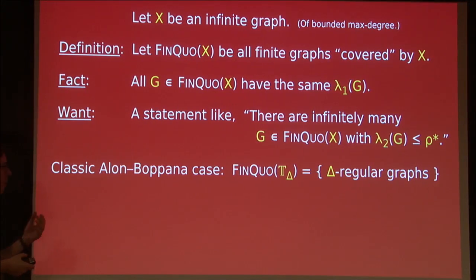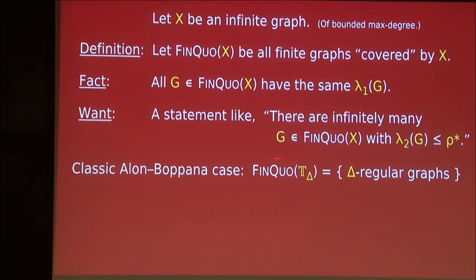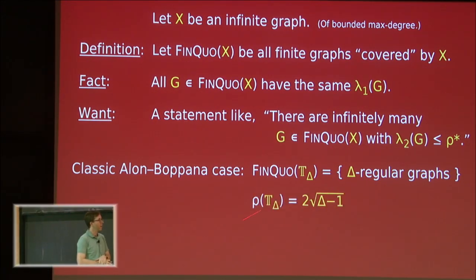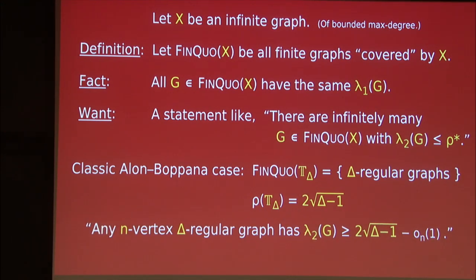And in the classic case that was studied by Alon and Boppana originally, the infinite graph is just the delta-regular tree and the finite quotients are all the delta-regular graphs. And it's well known that the spectral radius of this delta-regular infinite tree is this particular number, 2 root delta minus 1. And so the Alon-Boppana theorem in that case says that if you have any n-vertex delta-regular graph, its second eigenvalue is at least 2 times root delta minus 1, minus little o of 1. So you can't possibly hope that your second eigenvalues are below this, really.